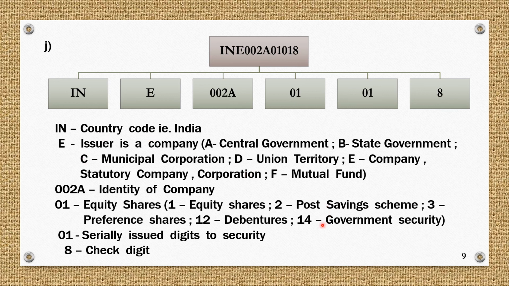So with this, we have completed all the 4 basic concepts which are very much used in the depository system. That is, we understood about dematerialization, rematerialization, fungibility, and ISIN.